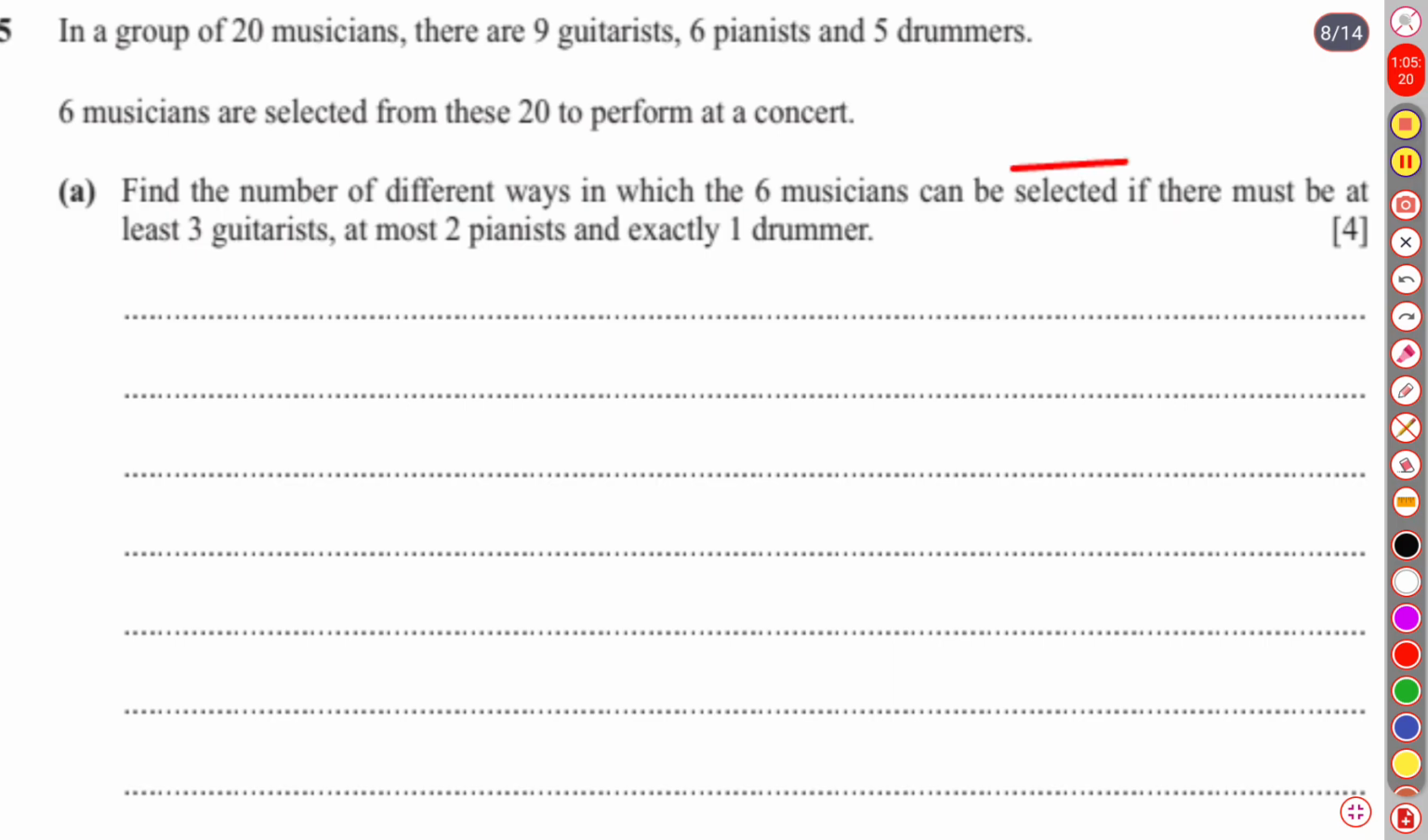For selection we apply the concept of combination. So let us write the first one. Total how many guitarists are there? 9 guitarists. So 9 G. Then how many pianists are there? Total there are 6 pianists. Last of all, there are 5 drummers. Well, so for the first case, let us write the possible scenarios.